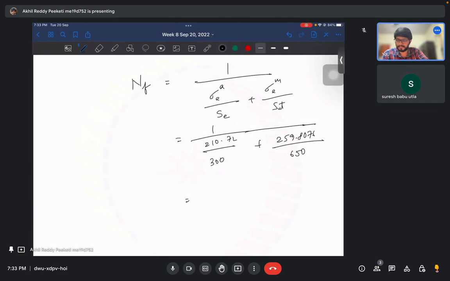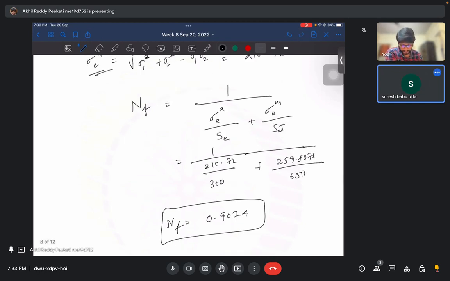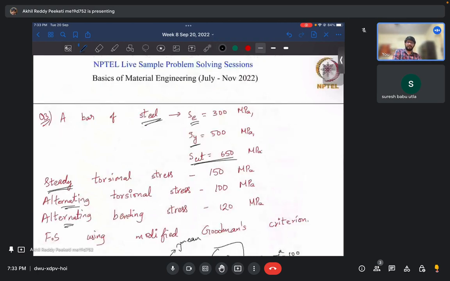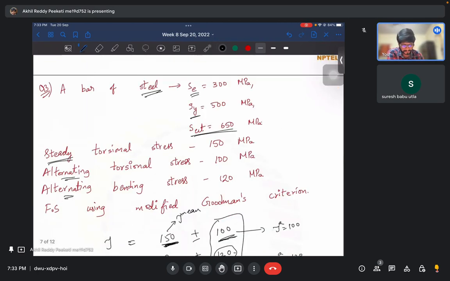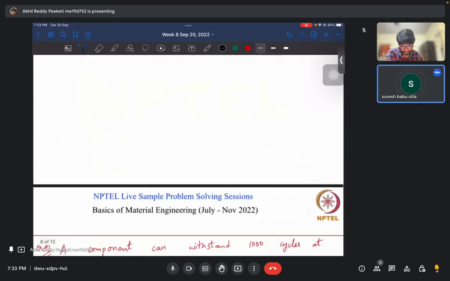One by 210.72 divided by 300 plus 259.81 divided by 650. So 0.9074. So the system will actually fail. Okay. Yeah. So now I think you should be able to, for any system, calculate the effective amplitude stress and effective mean stress and then get the factor of safety, right?